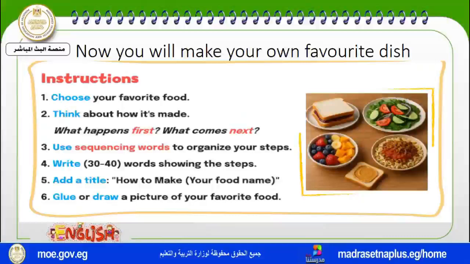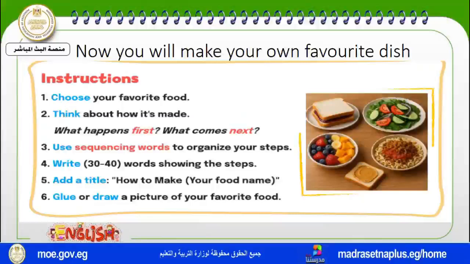So you are going to choose your favorite food, which you already chose, which is mine, and we are going to think together about how it is made, what happens first and next. To show the order, we need to use sequence words: first, next, then, after that. And when we reach all this, we are going to write a paragraph of 30 to 40 words to show these steps, and add the title and prepare a beautiful picture for my favorite dish, ملوخية.